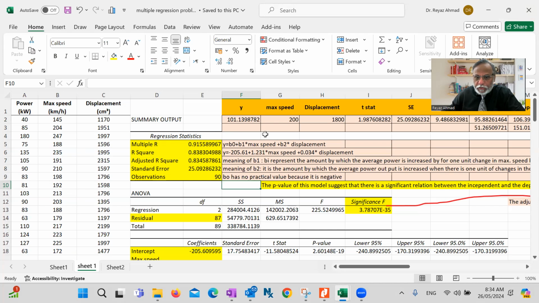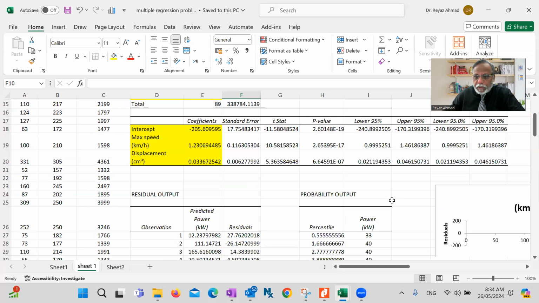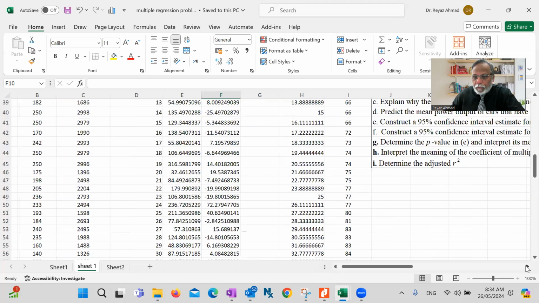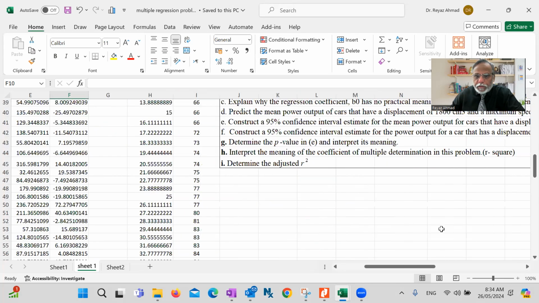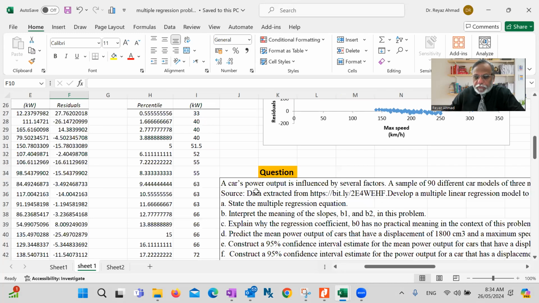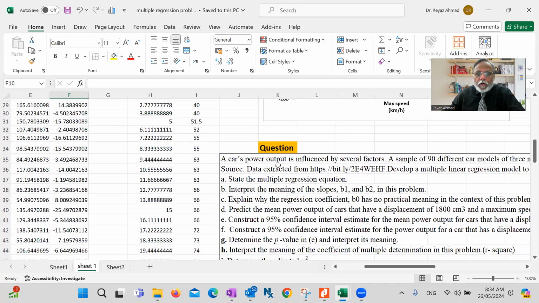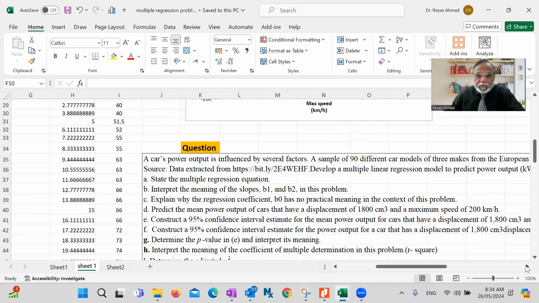This sheet you have already received. Here I have also given the question, which I have answered over here. This is the question over here. This is about a car. Output is influenced by several factors. One of them is its maximum speed, another is the displacement covered.